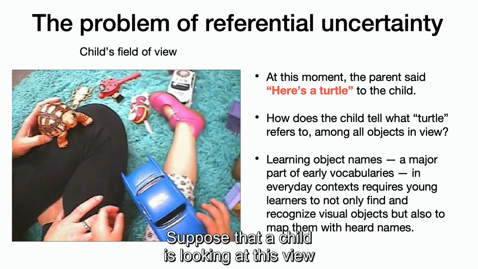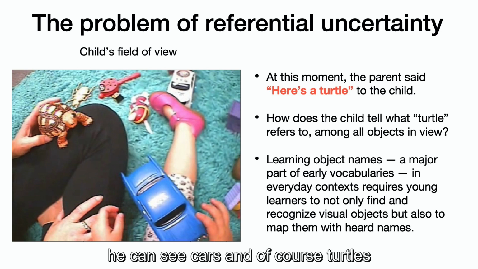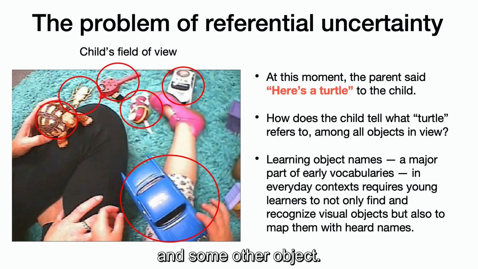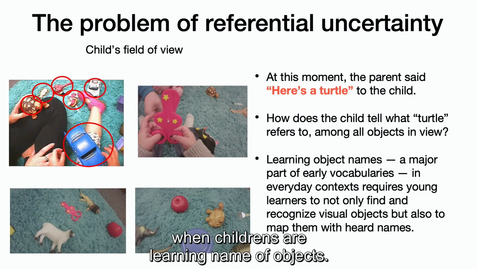Suppose that a child is looking at this view, and then the parent says, here's a turtle. In the child's view, he can see colors and of course the turtle and some other objects. Then how can a child tell which object is a turtle? That's the referential uncertainty. This situation often happens when children are learning names of objects.